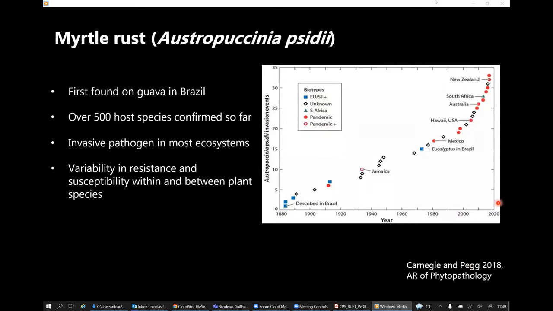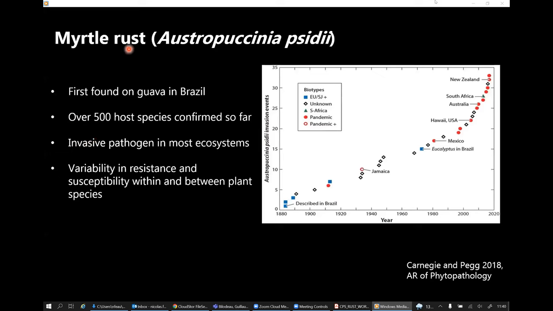All right, so myrtle rust, by really great work by Carnegie and Peck, the true heroes of the forest world here, I would say. Very nice people, and Peck works a lot with indigenous people very well, which is really nice to see. It was first found on guava in Brazil, a really long time ago, in the 1880s. It has a very broad host range for a rust. You can discuss it actually. Probably most rusts are fairly broad, potentially. It just depends on how we looked in agriculture.